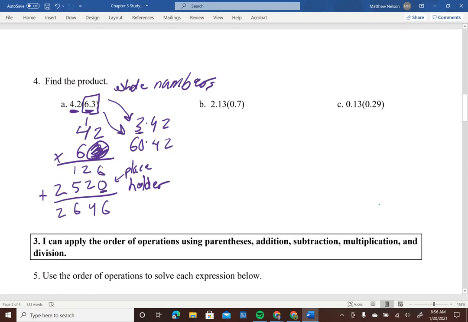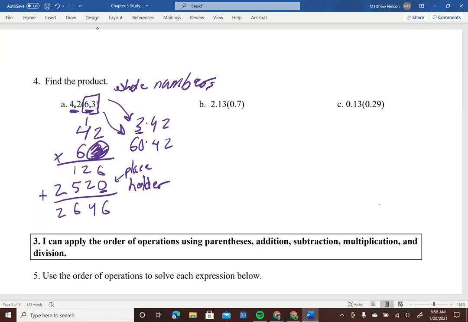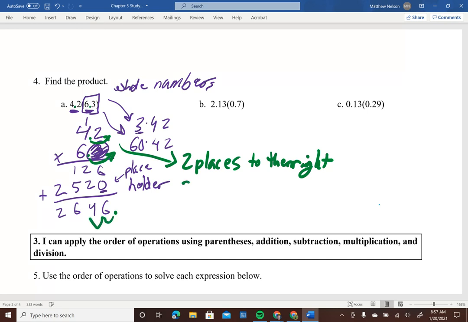Wait, is it actually my final answer? Hold on, what are we multiplying? So we're multiplying decimals, right? So we have a decimal here, we have a decimal here. So if we look at the first number here, 4.2, we had to move this one place to the right to make it a whole number. And then for 63, we had to move it one place to the right to make it a whole number. So we moved the decimal 2 places to the right, which means now we need to put the decimal back in by moving it 2 places to the left.